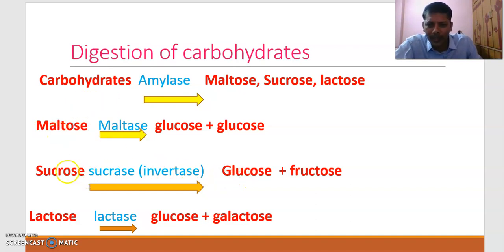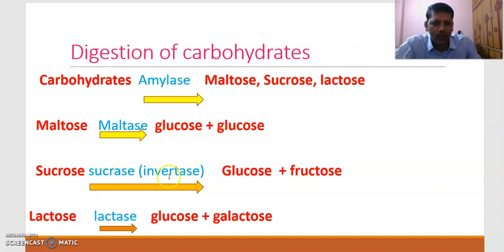Now come to the next one. Sucrose is commonly called cane sugar. When you take sugarcane juice, that juice consists of sucrose. That sucrose is converted to glucose plus fructose. There are two units present, that's why it is called a disaccharide. Maltose has two units, glucose and glucose, that's why it is also a disaccharide. These are the monosaccharides.